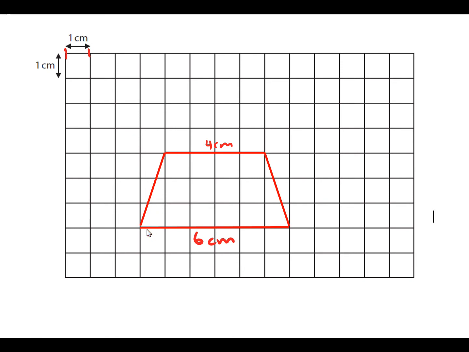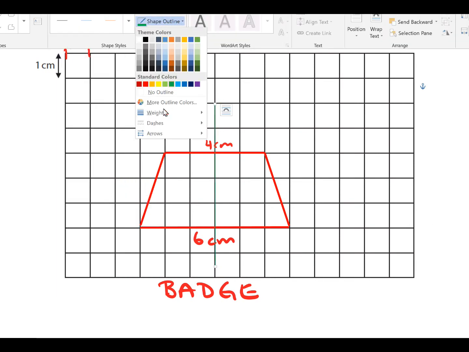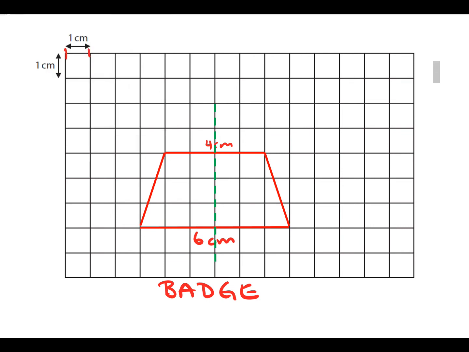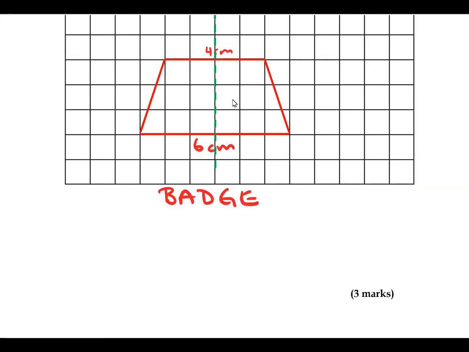So here you can see each of the sides goes 1 out and 3 up, 1 out and 3 up. So there is a line of symmetry on our badge. So this is our badge. And if we want to show the line of symmetry, we can show that as well. So we've shown our line of symmetry here with a little dashed green line. So there's only one line of symmetry for our trapezium. And that's 3 marks for our trapezium shaped badge with 1 line of symmetry.